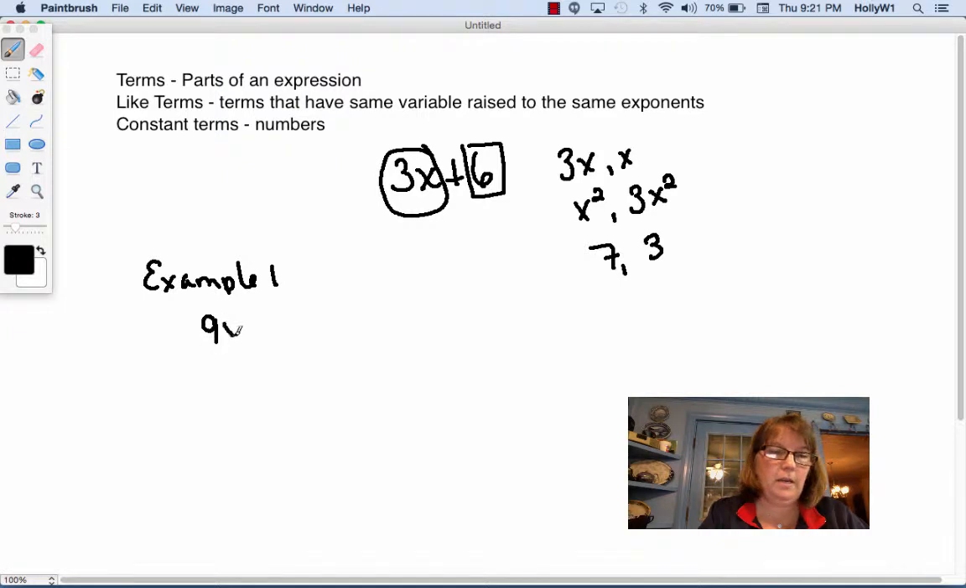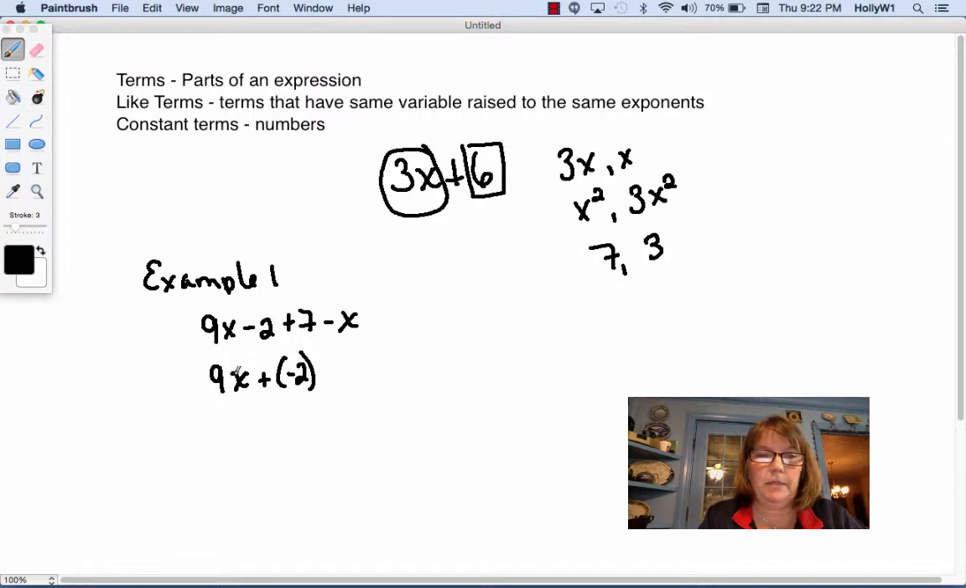If we have 9x, subtract 2, plus 7, subtract x, the first thing we're going to do is rewrite this problem as an addition problem. So we're going to have 9x, and we're going to add negative 2. We're going to take the subtraction and turn it into adding the opposite. So you have 9x plus the negative 2, plus 7, and then we add the opposite for negative x. So this is now all addition.